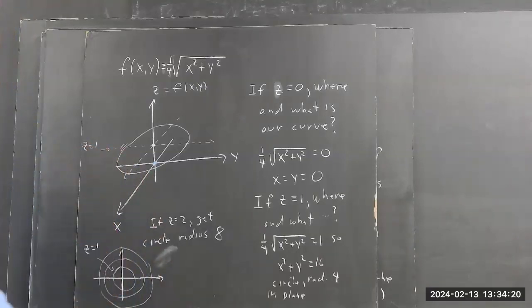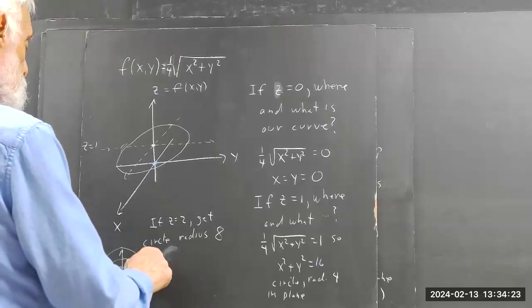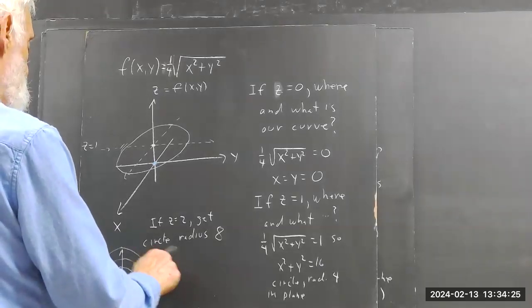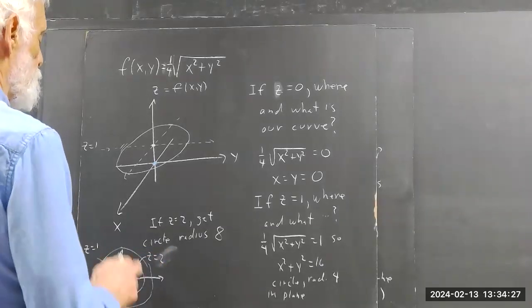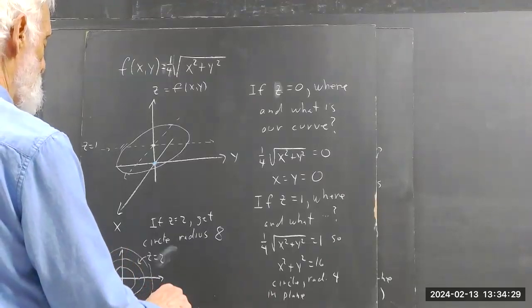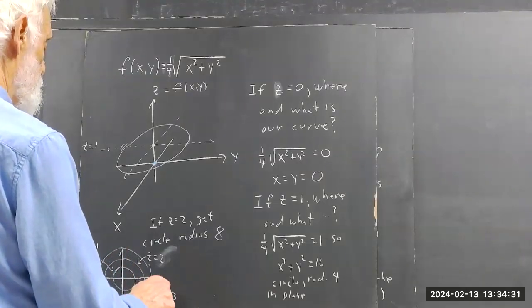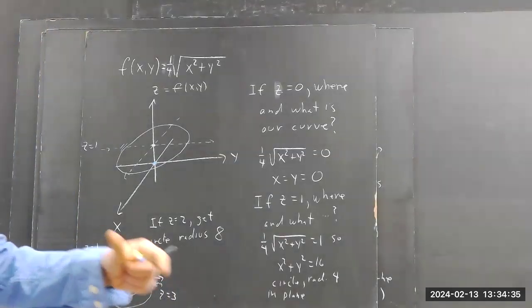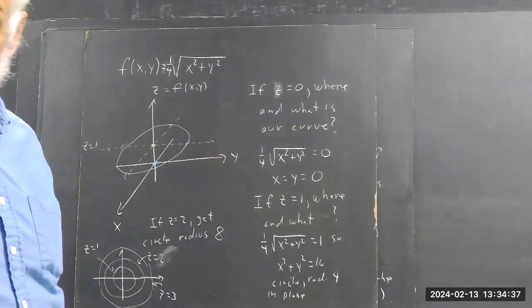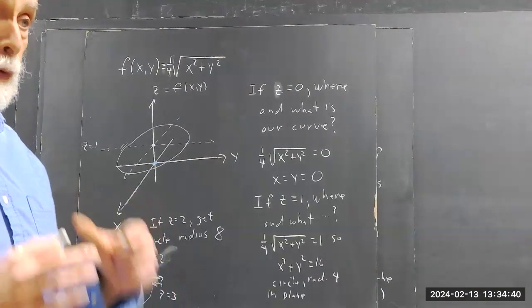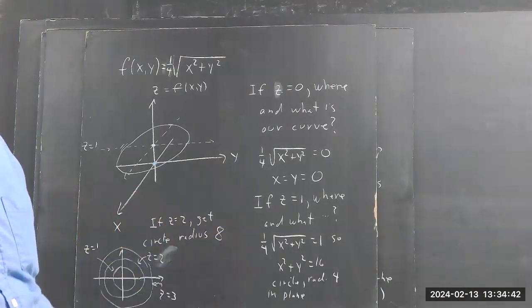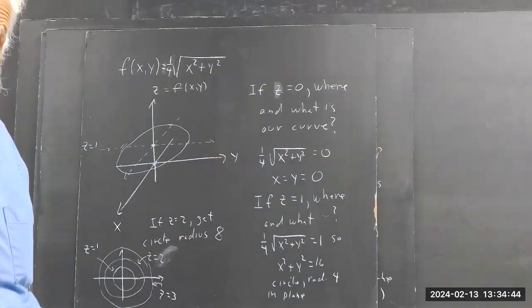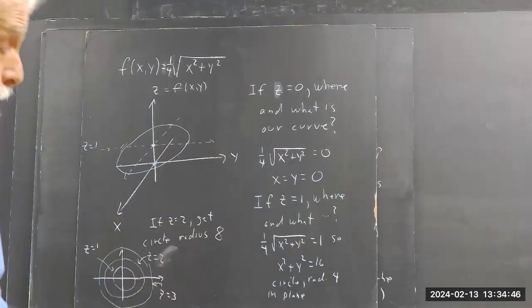Looking at this thing from above, there it is for z equals 1. Here's a contour for z equals 2. Here's a contour for z equals 3. So we're just going to get concentric circles, the radius increasing at a constant rate. Okay, it's just going to kind of look like a dot. What's the shape?